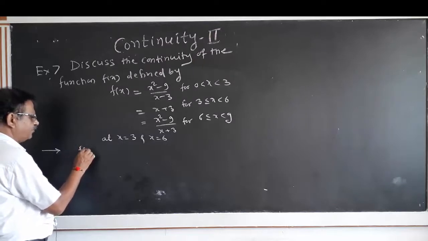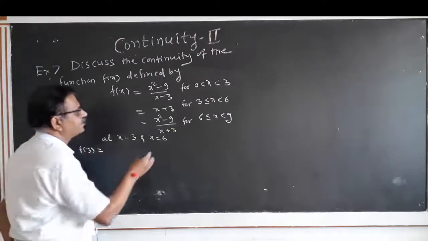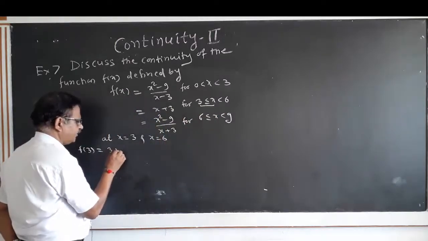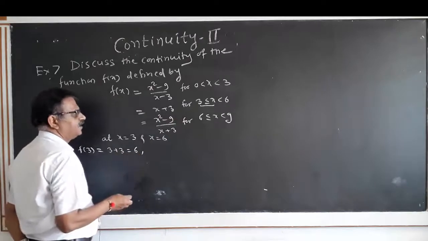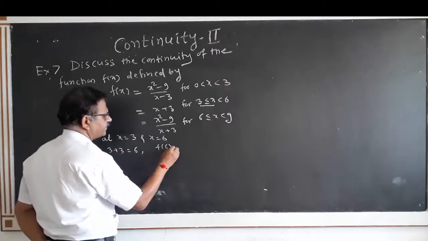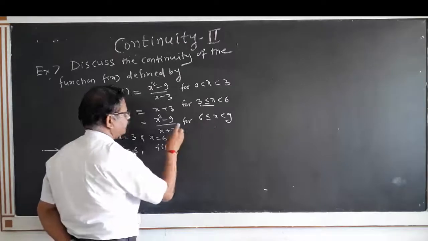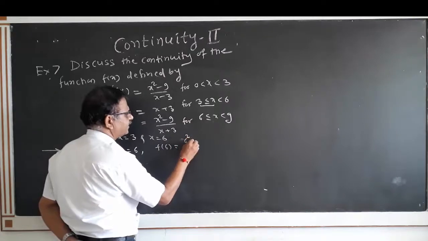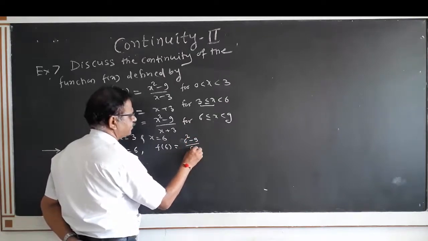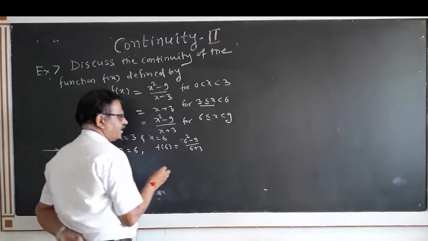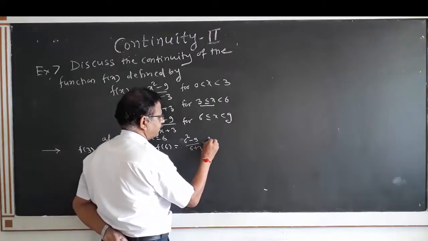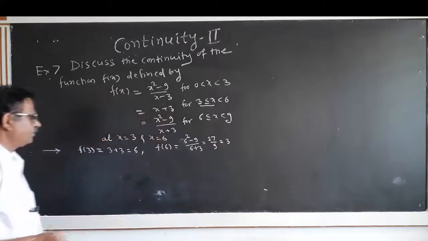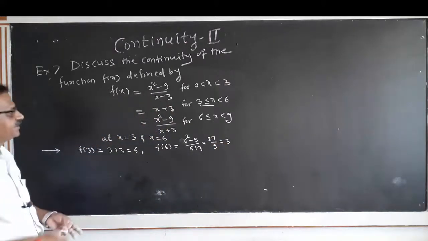Therefore, we shall find f of 3. At x equal to 3, the value is x plus 3. Therefore, 3 plus 3 equals 6. We shall again find the value of f of 6. At x equal to 6, the value is 6 square minus 9 divided by 6 plus 3. 27 divided by 9 equals 3. Therefore, f of 6 equals 3, f of 3 equals 6.